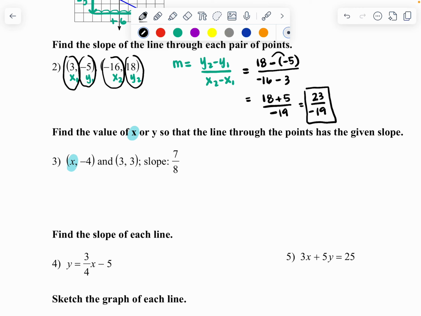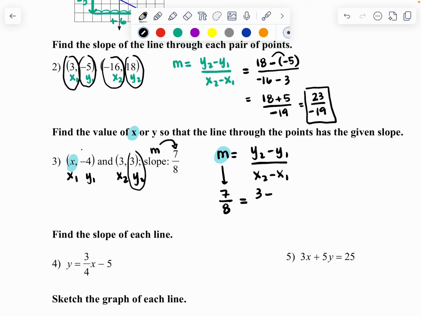Okay, so I'm going to start with my little formula that says m equals y2 minus y1 over x2 minus x1. But this time I have more stuff to plug in. Remember, another name for slope is m, right? So m equals 7 over 8. So I can actually replace this m with that 7 over 8. What does it equal? So let's again label this the x coordinate of the first point, y coordinate of the first point, x coordinate of the second point, y coordinate of the second point. So my y2 is 3.